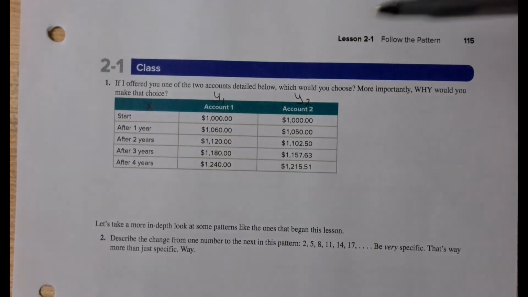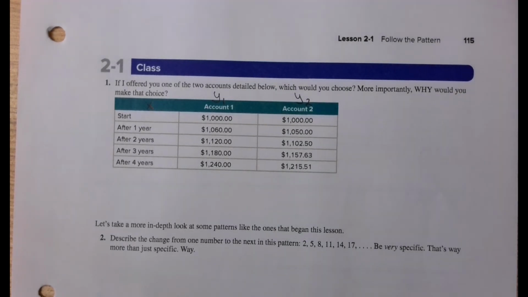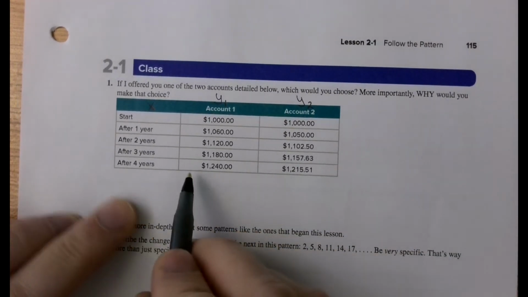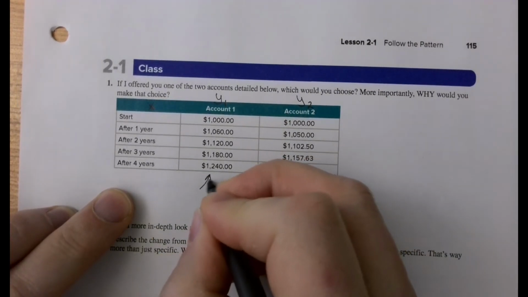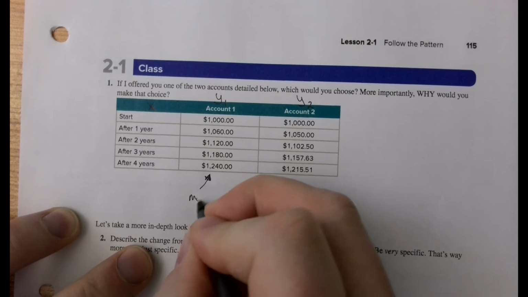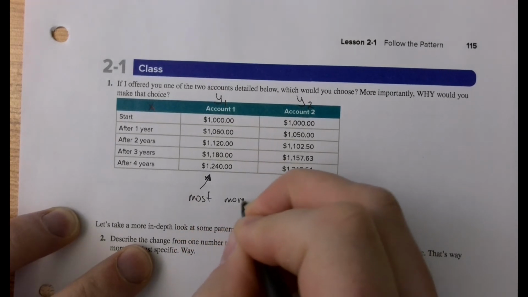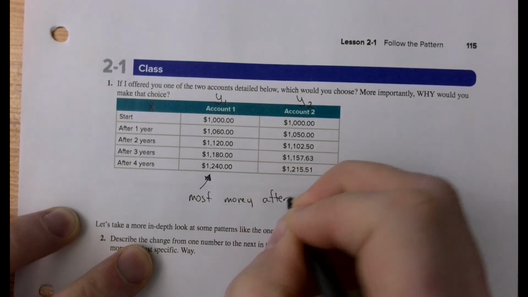So here we're asked to say which of these two would we choose, and most importantly, why, in these savings accounts. Well, looking just at the end value after 4 years, I would choose this one. It has the most money. That's what he wants us to say.